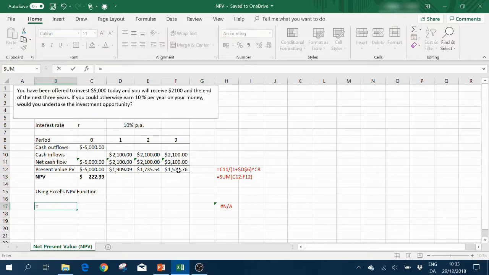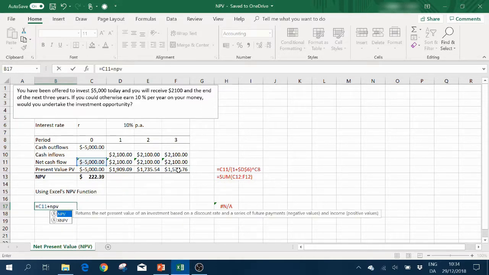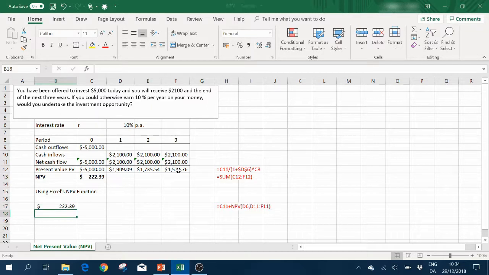The way we do this is that we go to the net cash flow, and we say plus. We take NPV, and we use this formula. We take the rate, which was our interest rate at 10%, comma, and we highlight the rest of the net cash flows. Press enter. All the formulas are shown right here, so you can follow along. This gives us the same result.